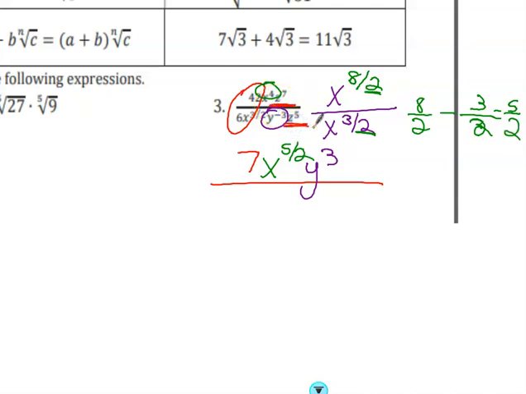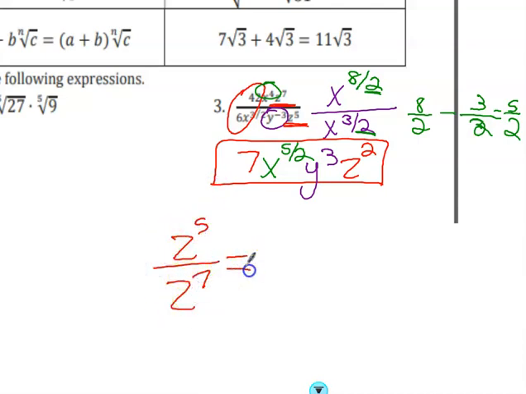Z to the 7th over z to the 5th, well, 7 minus 5 is to the 2nd power. So now this is my answer, okay? If I had z to the 5th over z to the 7th this way, well, what's 5 minus 7? Well, that is negative 2. How do I write that? 1 over z to the 2nd.